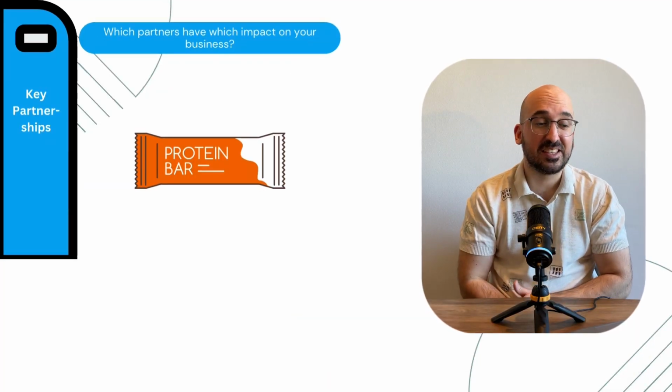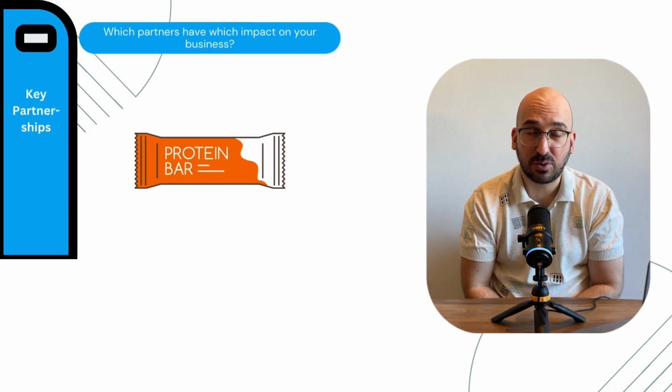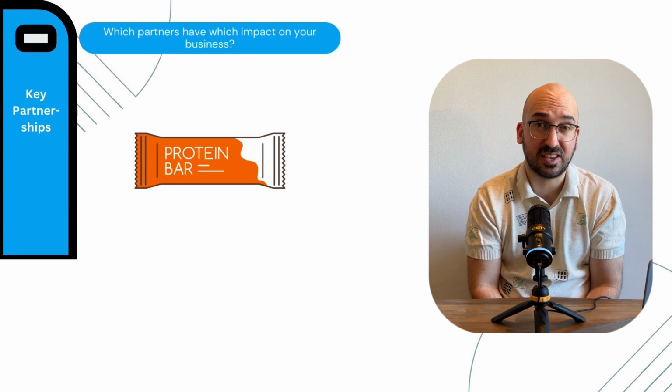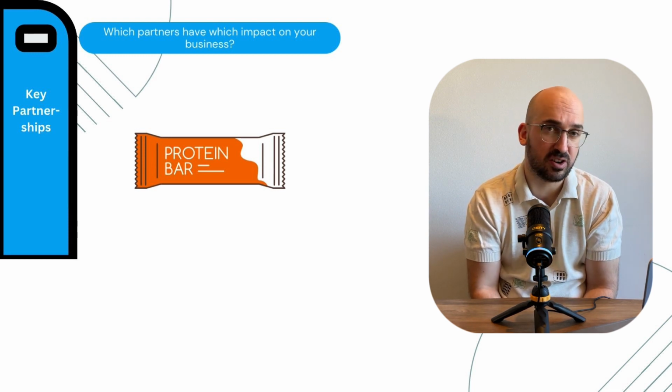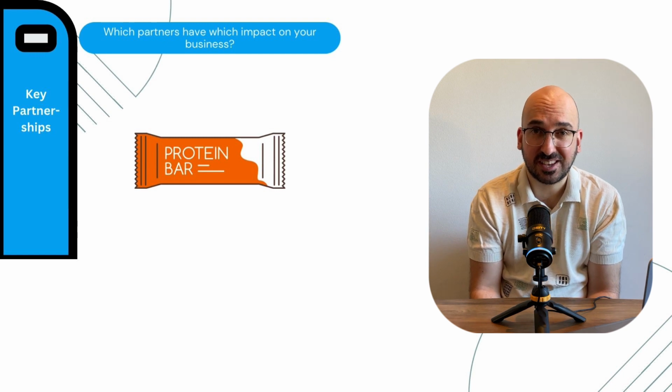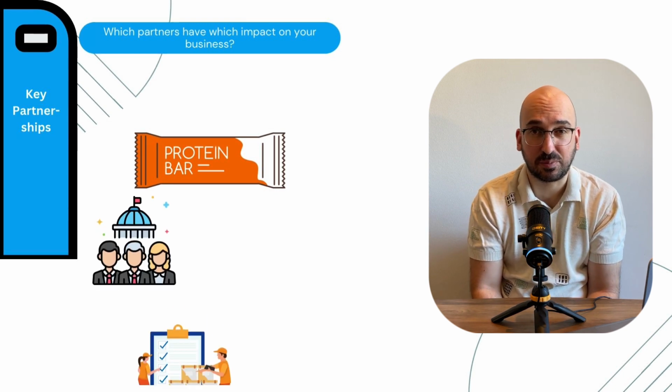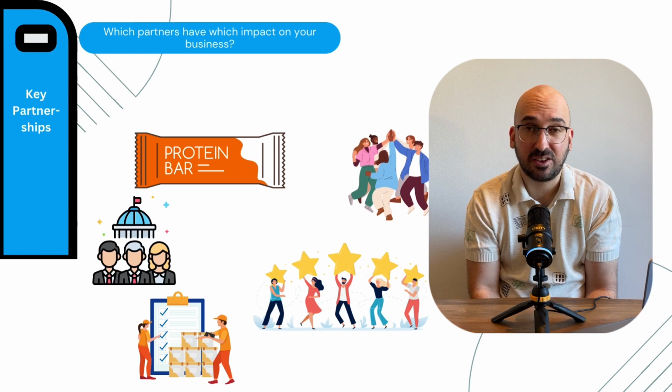Now let us switch to key partnerships. Key partnerships are really important when it comes to business because every partner has a specific impact on your product directly or indirectly. You can think about partners as governments, suppliers, customers, your team, everything which is directly linked to your business operation. It can be in the planning phase, it can be in the sales phase, or it can also be in the customer relationship management phase.